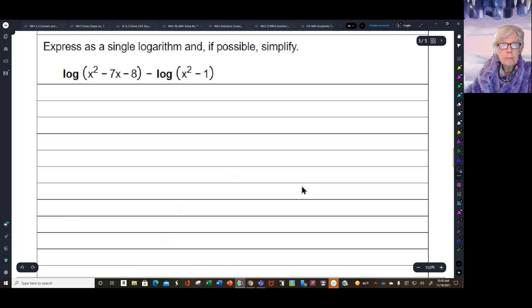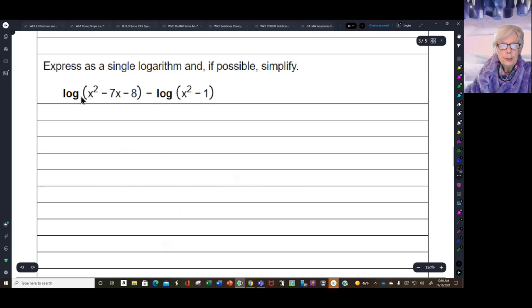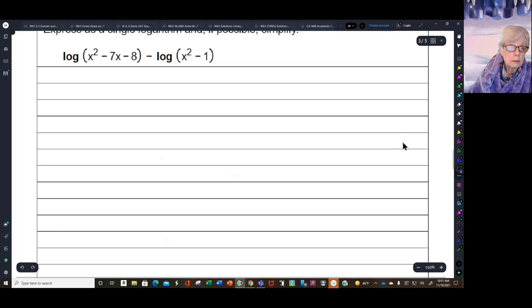Now, let's move on to something much more interesting. You've got the log. What's the base? 10. Understood? 10. You've got the log of this argument, x squared minus 7x minus 8, and then you're subtracting the log of this argument, x squared minus 1. And they want us to express this as a single logarithm. We can do that. This is going to be the log of x squared minus 7x minus 8 over x squared minus 1.